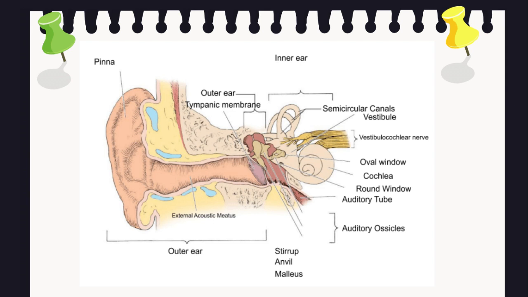The outer ear, the tympanic membrane, the stirrup, the anvil, the malleus, or also called the hammer, and the auditory ossicles, auditory tube, round window, cochlea, oval window, vestibule, cochlear nerve, vestibule, semicircular canals, and the inner ear.